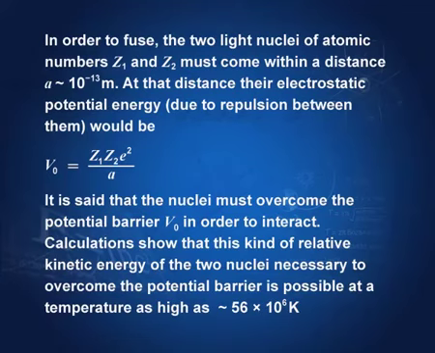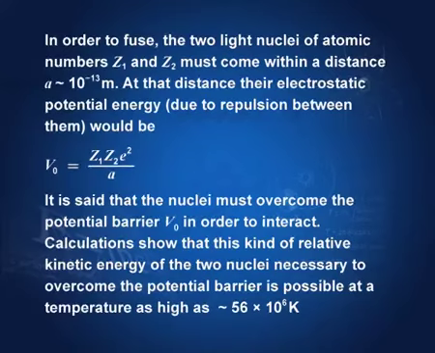So they must overcome this, and if you calculate, you can show that for this the relative kinetic energy of these two reactants, two protons for example, must be of the order of 56 into 10 to the power 6 K. That is, the temperature must be so high that the relative kinetic energy of two protons is greater than or equal to this potential barrier. That means you require such high temperatures for fusion, that is, for two protons to combine.